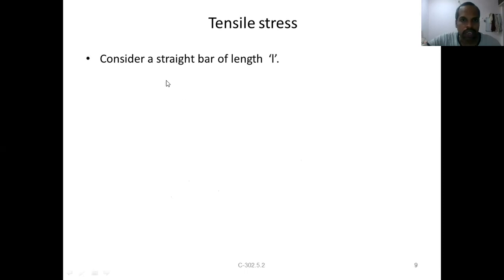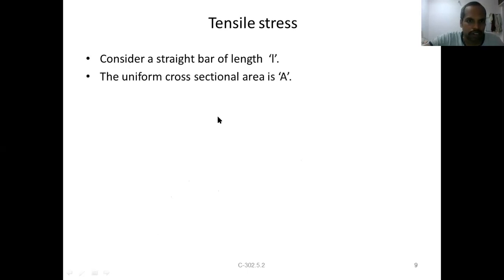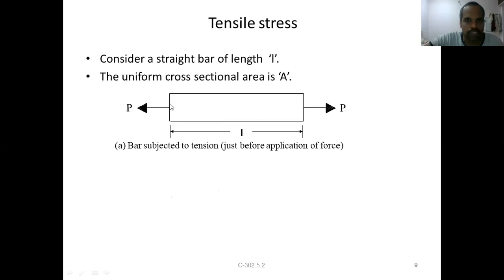Now come to the other type of stress, that is tensile stress. Consider a straight bar of length L, with uniform cross section A, like this. So this is L and the cross-section area. Uniform cross section area means this dimension is the same along the entire length. It is subjected to tension, means pulling. Tension means pull. So on both sides a tension of P. Bar subjected to tension, just before application of load. This is before application of load.